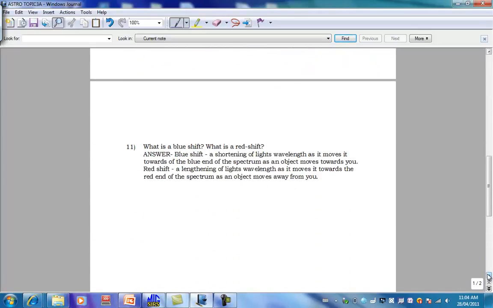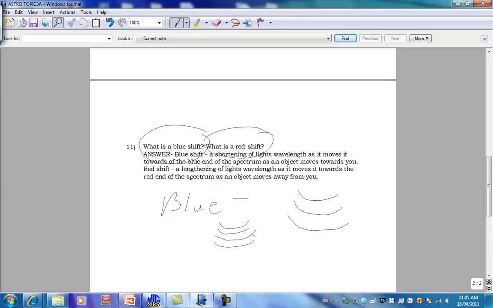Okay, so how does this relate to these two terms, blue shift and red shift? Well, a blue shift, according to the Doppler effect, means a shortening of the light's wavelength as it moves toward us. So if these were the distances of the waves when the object was stationary, and the object was moving towards us, they'd look something like this. As you notice, they're compressed or closer together.